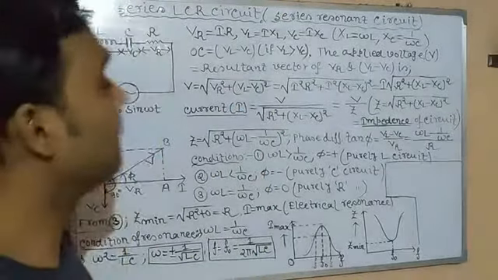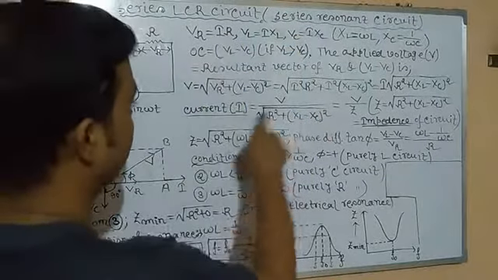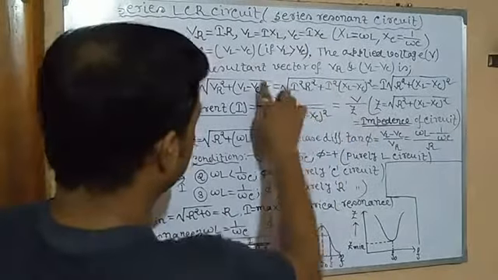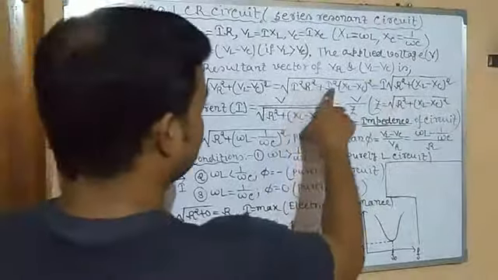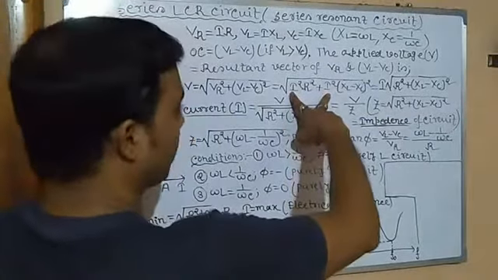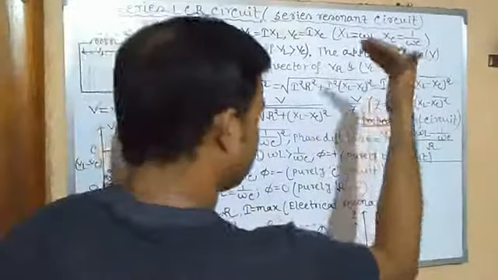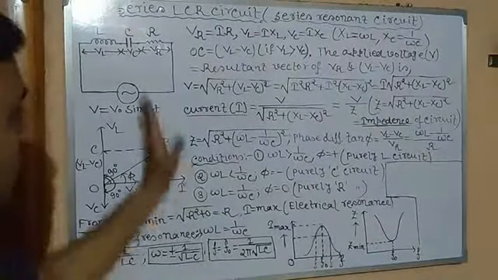Now here what will you do? Just substitute the values from here. So VR square is equal to I square R square plus (I XL minus I XC) square. But there is a square, so I square will come out: XL minus XC whole square. Since I square is common, if you take it out, the square root of I square is I. So root over R square plus (XL minus XC) square. So this is the voltage.